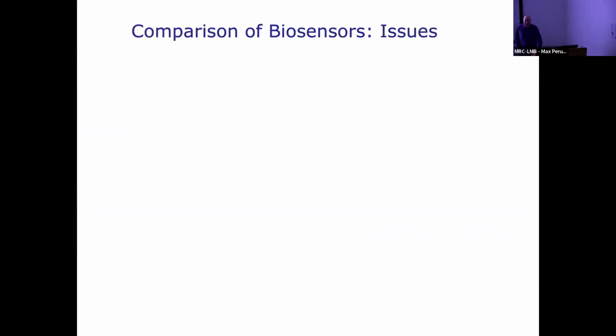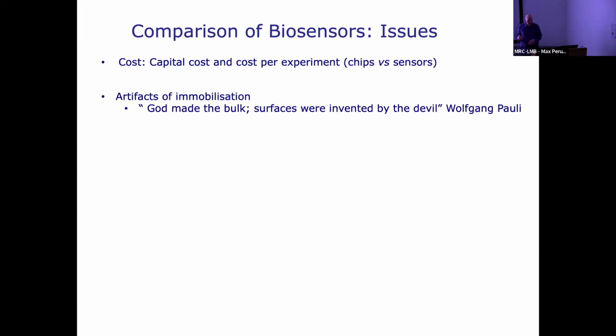Right, so what are the issues? It all looks very nice, all very shiny instruments. But of course, cost can be an issue, which one you choose. Chips can be quite expensive. If the experiment doesn't work, then you have to get a new chip. With the sensors, you get 96, so you can do multiple experiments. But if you're only doing one experiment, then that's going to be a cost.